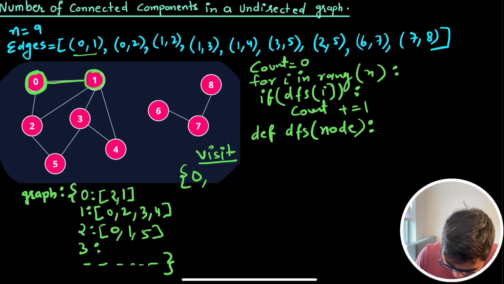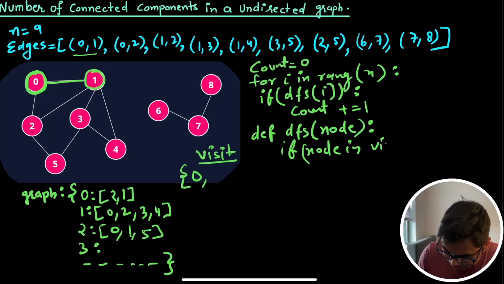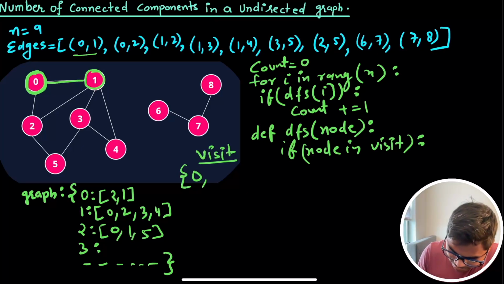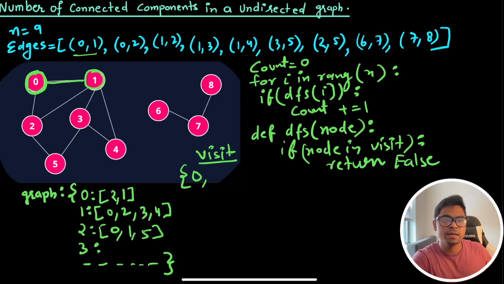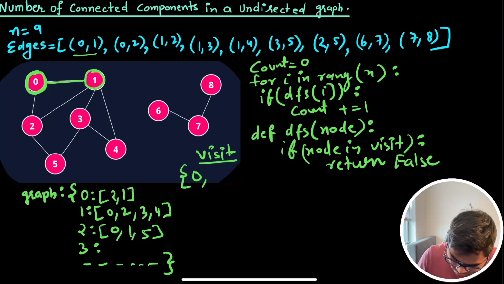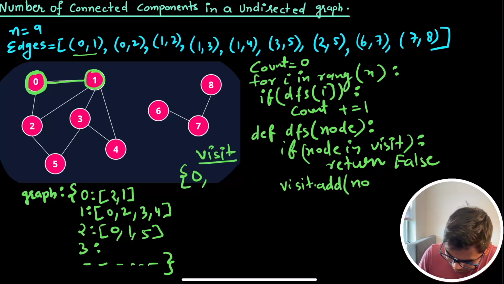Now, if node in visit, if it's already in visit, then I will return false. Return false, because if I have already visited some node as part of some other connected component, you don't want to count it again. So it will return false. But if it's not visited, then let's put it into visit. I will mark it visit.